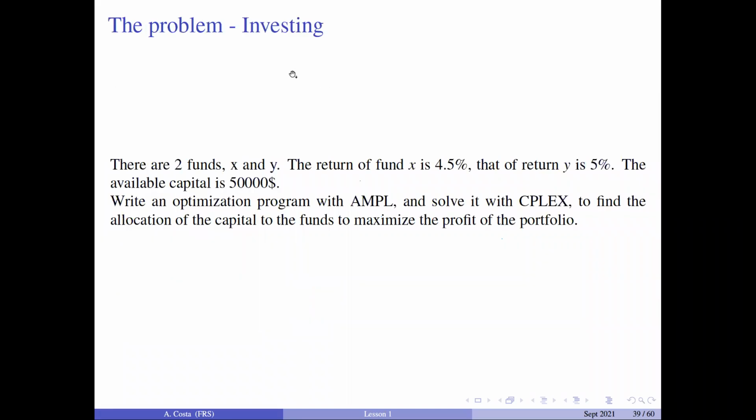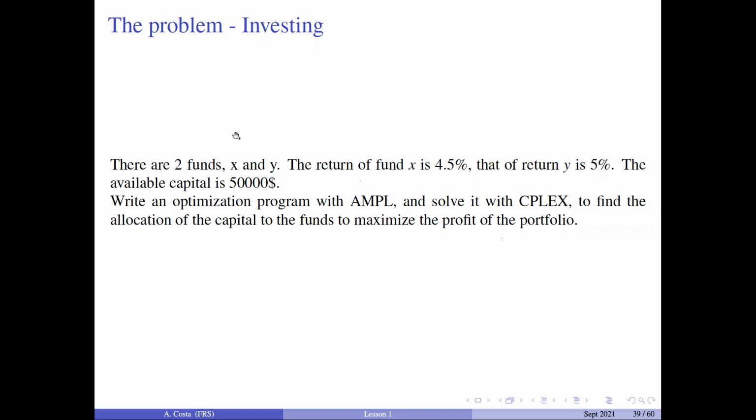The problem we are working on now is a very simple problem about investing. So this is the scenario. Imagine there are two funds, X and Y. And then you know the return of the fund X, that is 4.5% a year, let's say, and that of fund Y is 5% a year. And you have 50K. What you want to do is this: write an optimization problem with AMPL and solve it.